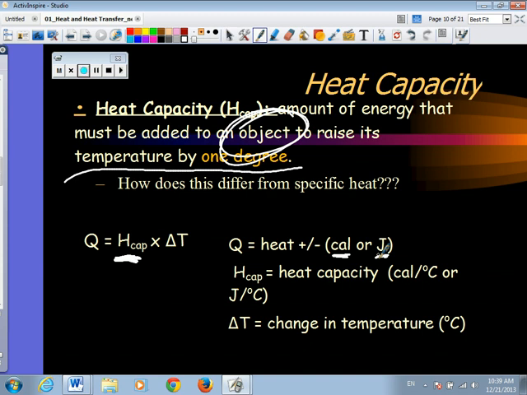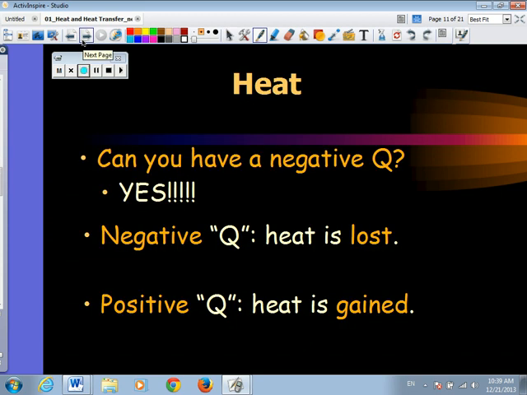And what we'll end up doing, again, you'll have to watch your units, okay? Where your change in temperature, remember, is always going to be final minus initial, okay? Can you have a negative Q? Yeah. Negative Q means you just lost heat. Positive Q means heat is gained, okay?